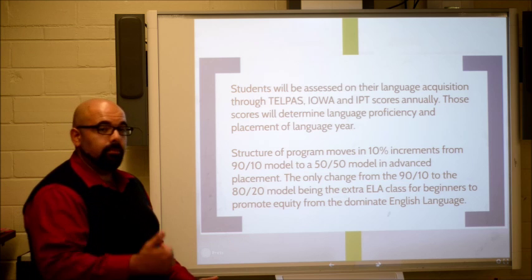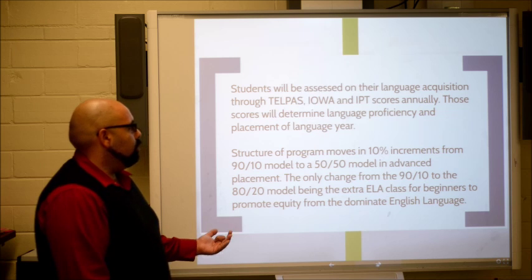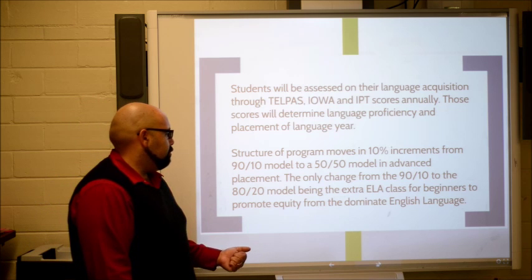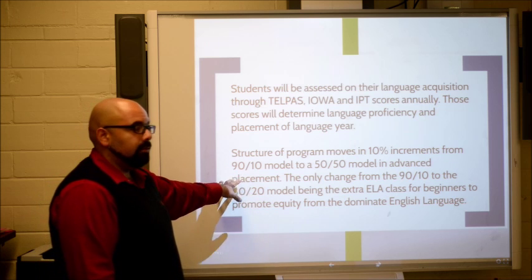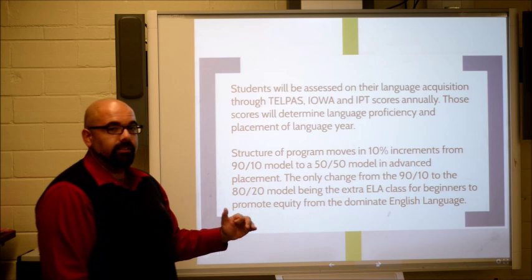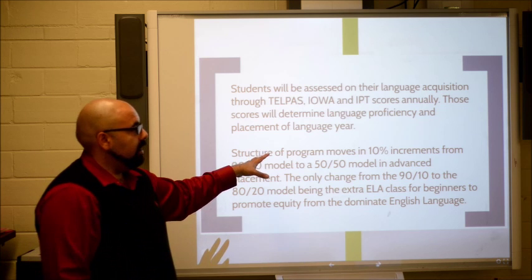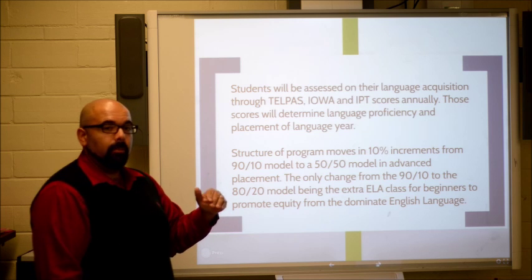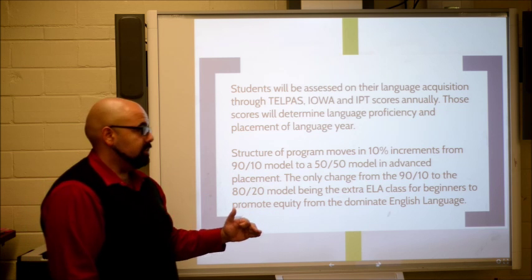Structure of the program moves in 10% increments from a 90-10 model to a 50-50 model in advanced placement. The only change from the 90-10 to the 80-20 model being the ELA class for the beginners to promote equity for the dominant English language. Research shows that building an equity of language and culture, it also shows that starting at a 90-10 model and moving to a 50-50 over a gradual year-to-year progression, this is a 5-year model, that by the time they reach advanced, they will not only have acquired both languages, but their cognitive ability will also increase across all content areas in both languages.